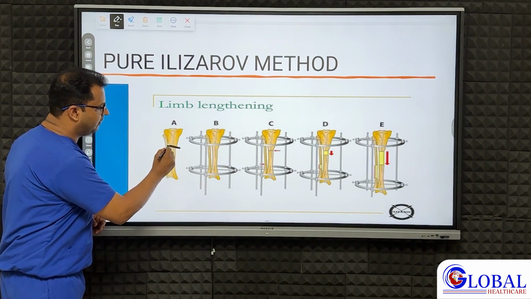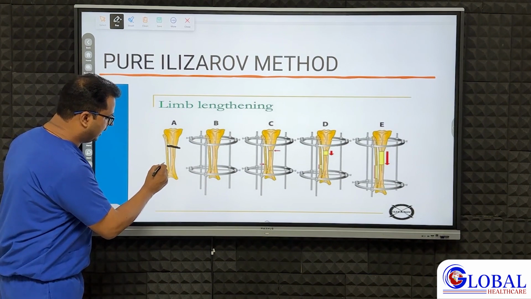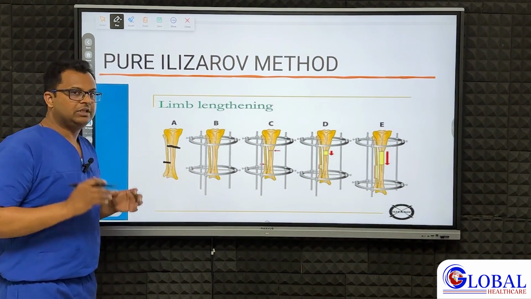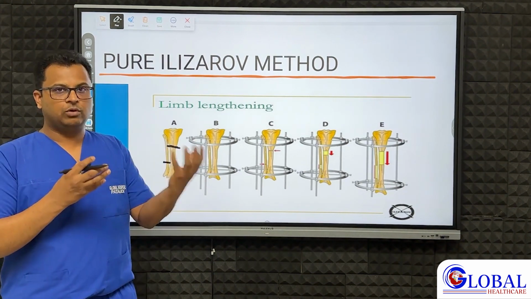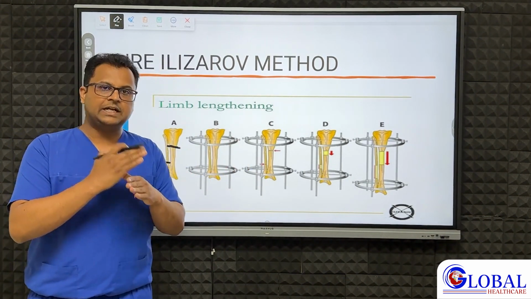So at the upper end of the tibia, we will make an osteotomy. Similarly, in the fibula, we will make an osteotomy at the lower end. These are the osteotomies which we have already discussed in the last video, where it's basically a fracture. We are creating a fracture.